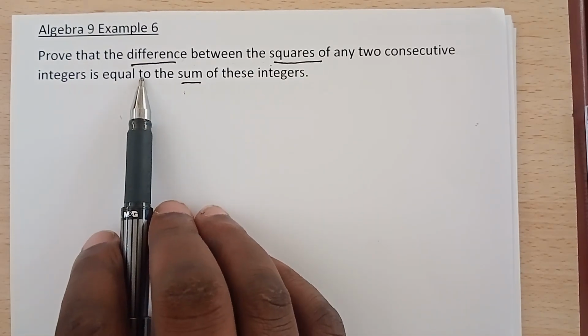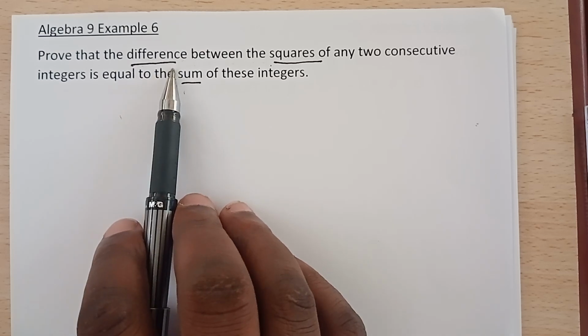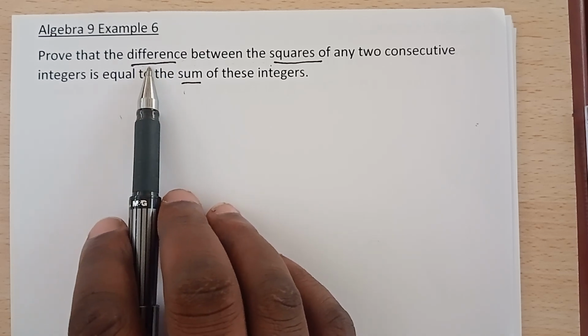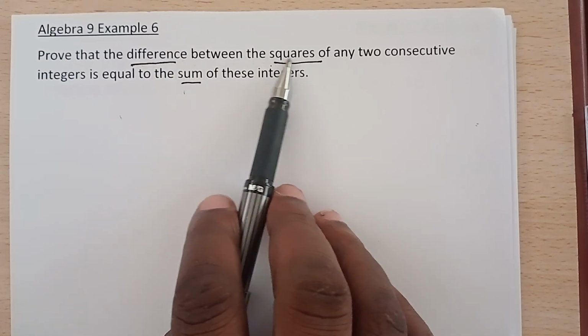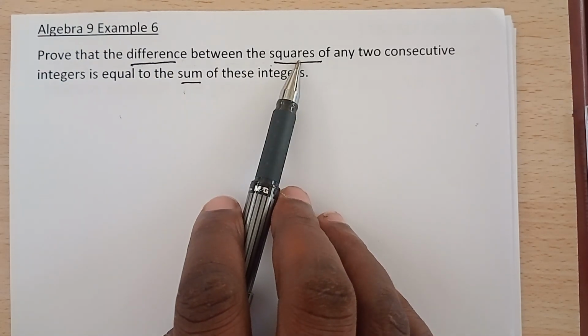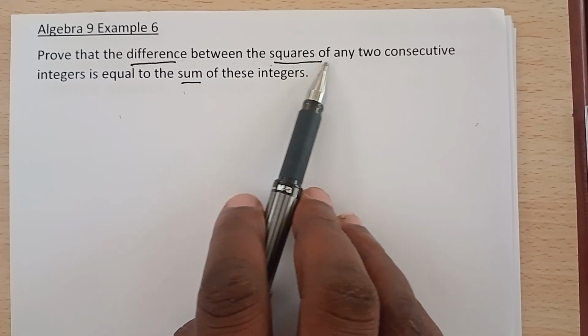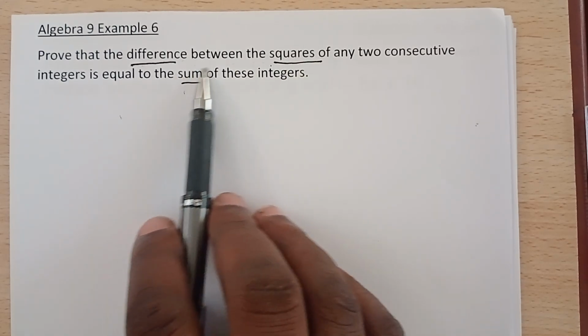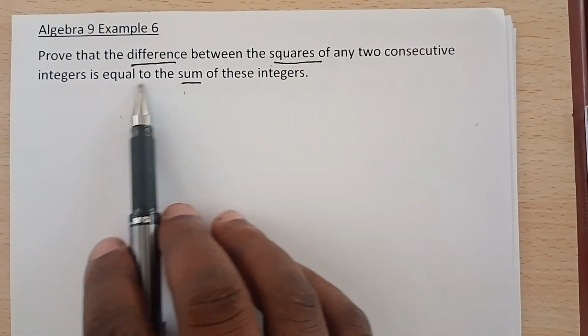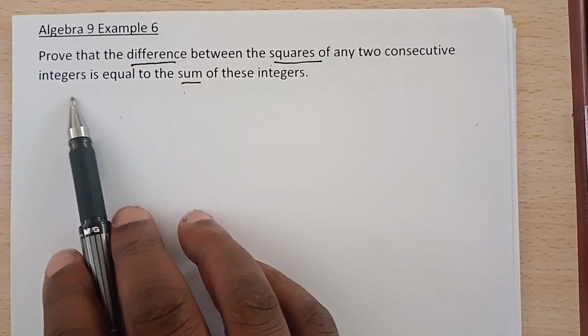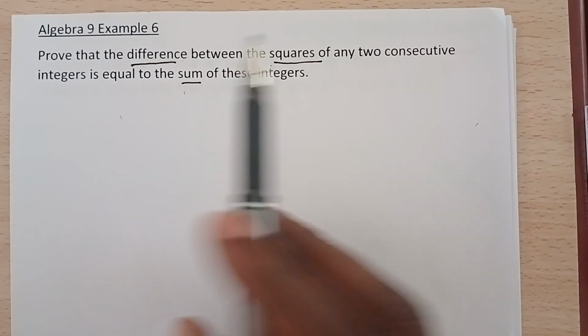In this question, you realize that I have underlined some keywords here. The difference, we know how to get the difference after subtracting one number from another. Between the squares, we know how to get the squares. We simply square a number to get its square. Of any two consecutive integers, I ought to have underlined consecutive integers, is equal to the sum.